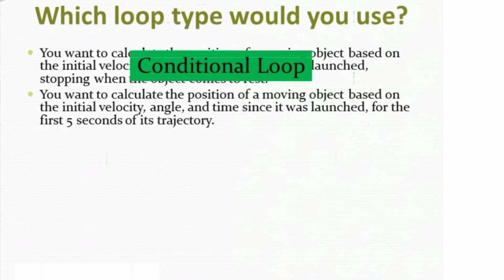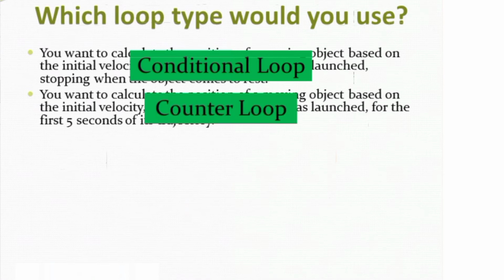Next situation. So you want to calculate the position of a moving object, again, based on its initial velocity, its angle, and its time since it was launched, but only for the first 5 seconds of its trajectory. In this case, it would be more appropriate to use a counter loop because we have a specific range of time that we want to perform this operation, basically calculating the position of the object. Right? So we can set up a counter-based loop to, say, repeat 100 times in those 5 seconds, something like that.